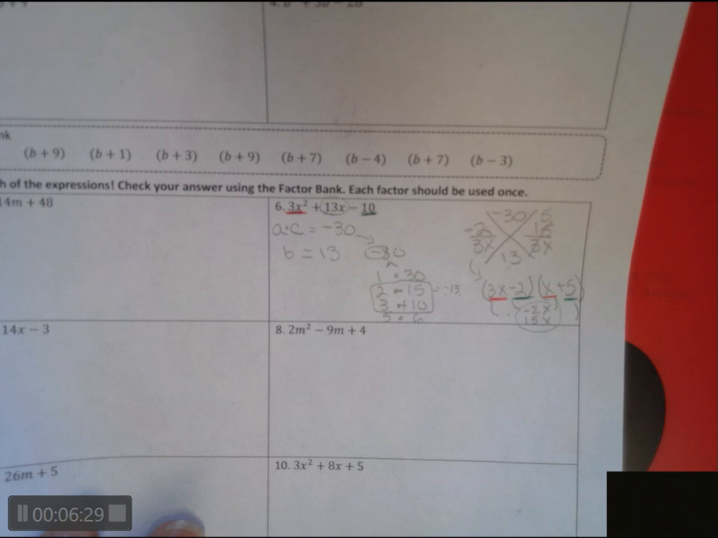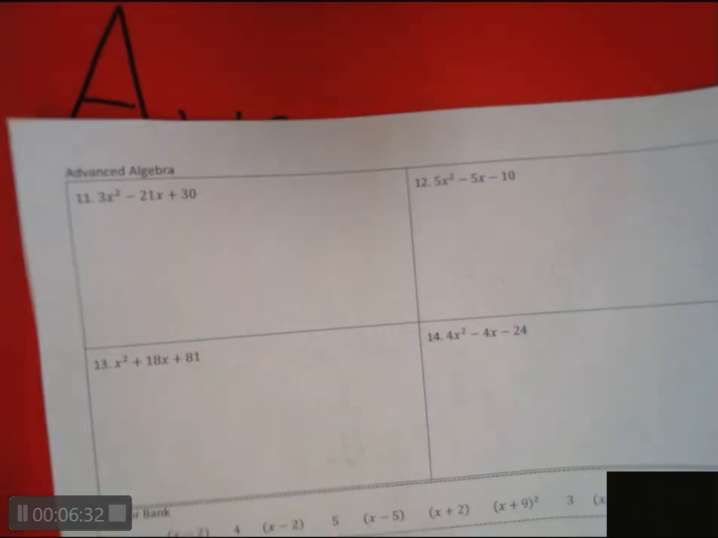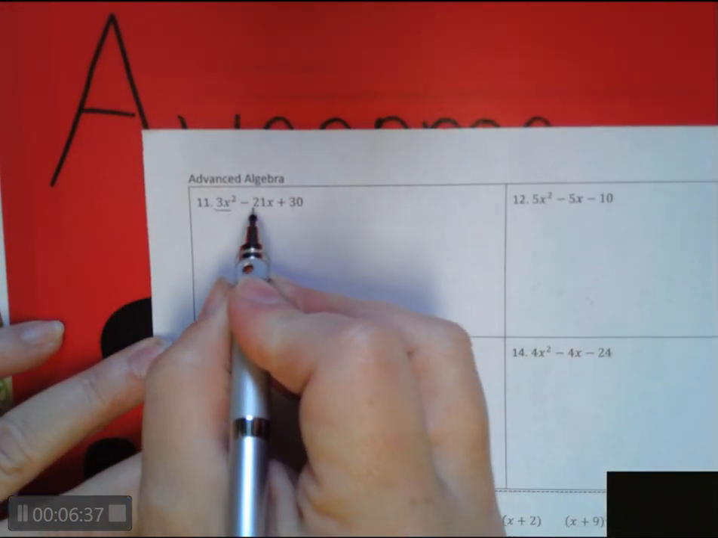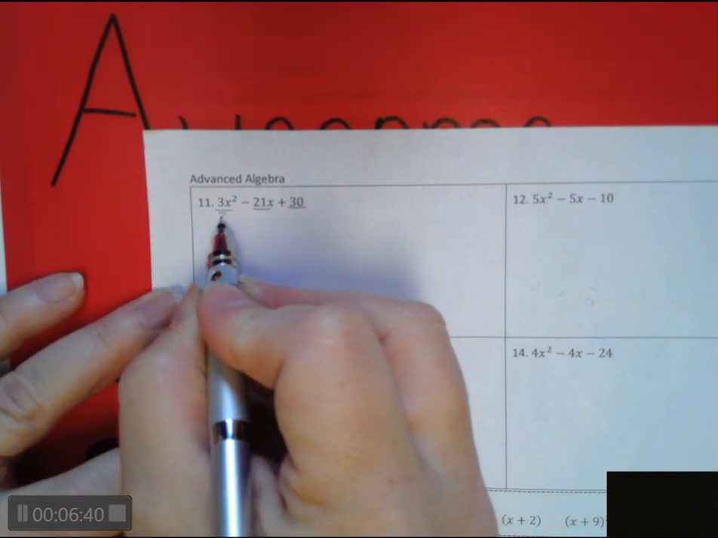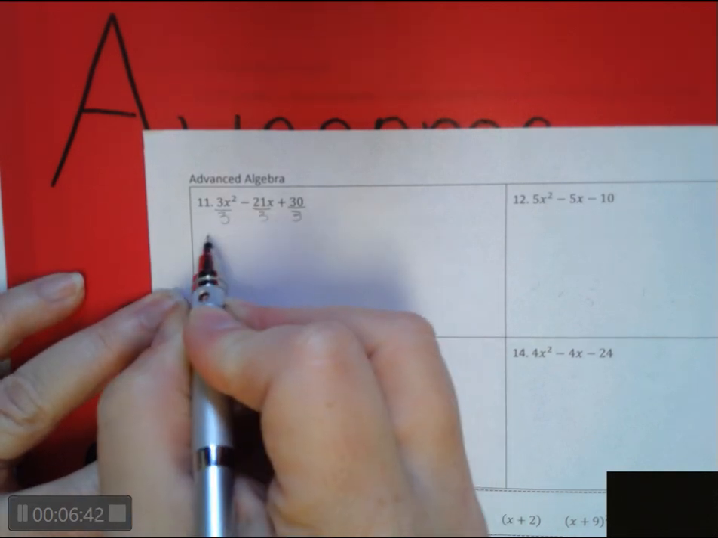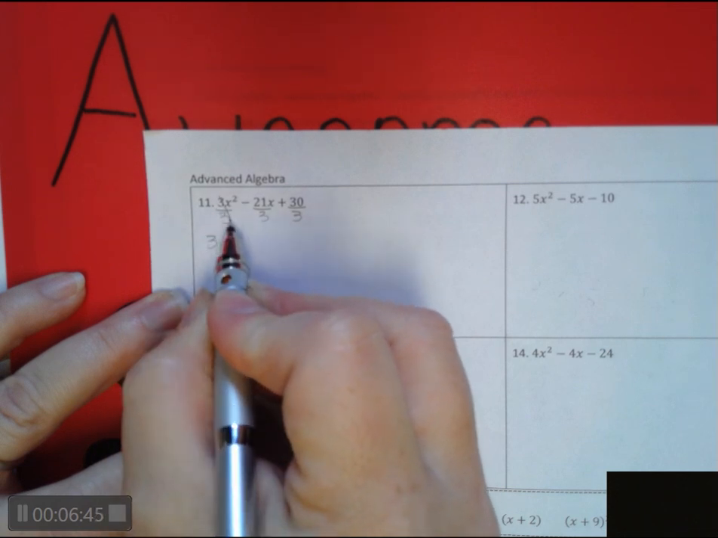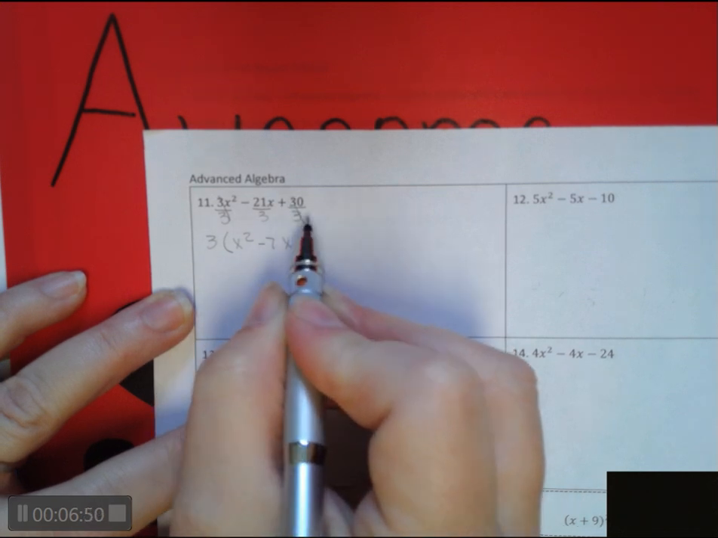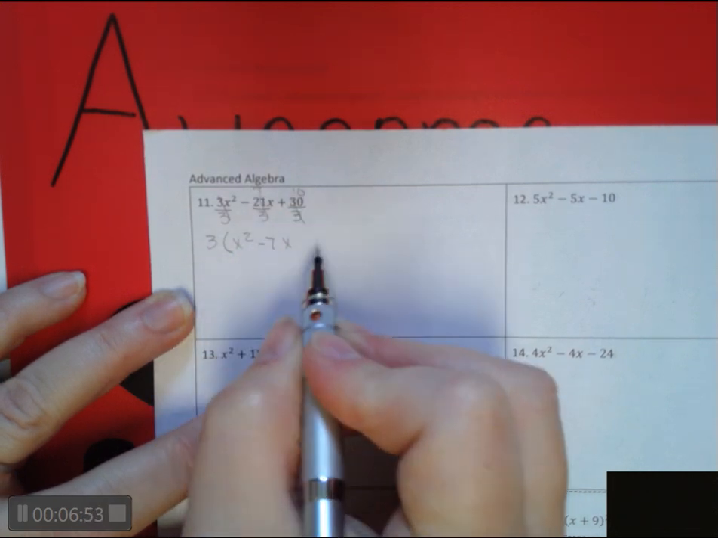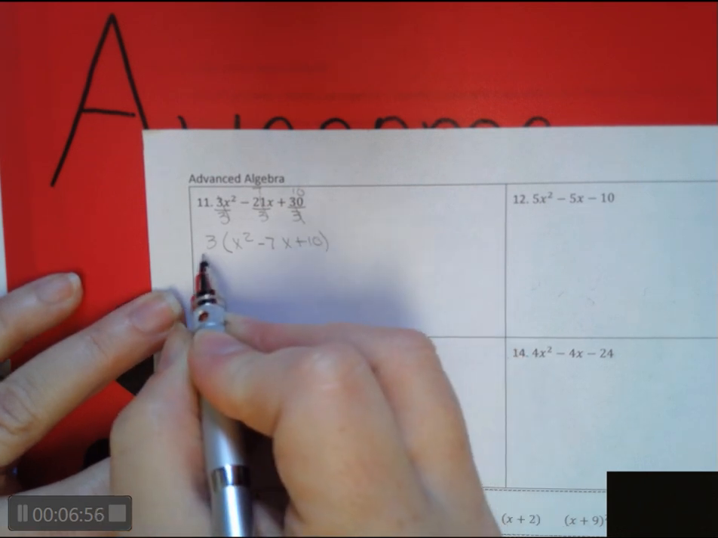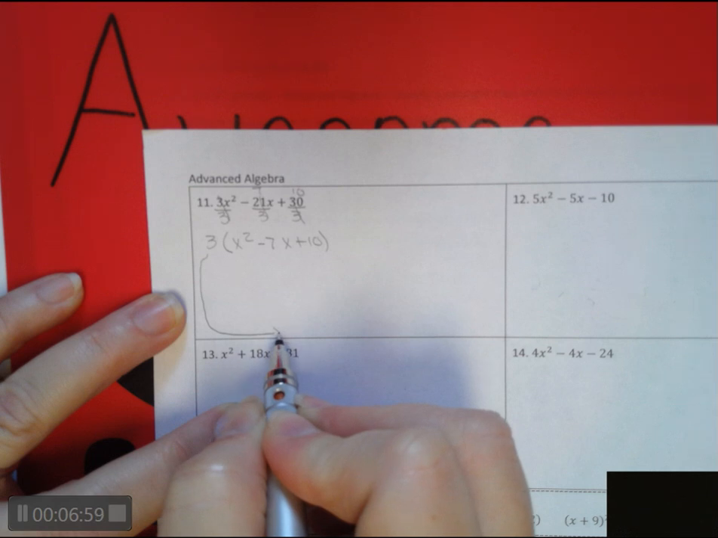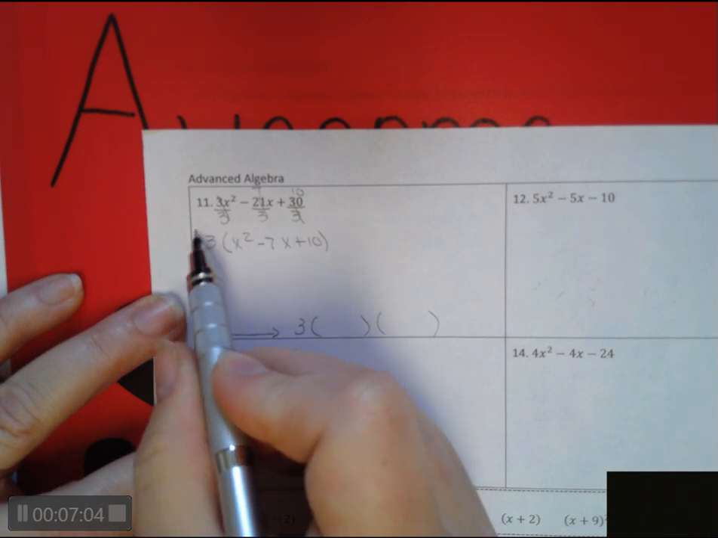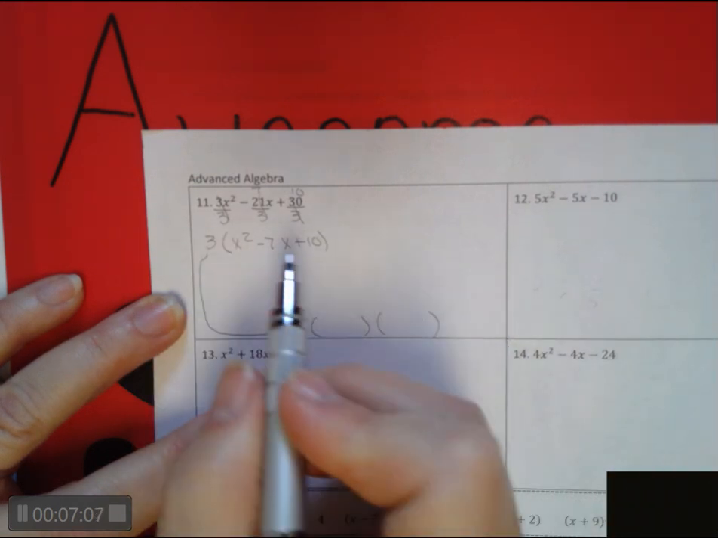You know what? I will go ahead and set up one more because I know I had a lot of questions on this. So on the back, looking at number 11, I want you to notice that there is a GCF here. My GCF is 3. I would factor out the 3, leaving me x squared minus 7x plus 10. And now I'm just going to tell you, I would take this around and say, I know I'm going to get 3 times something times something. Or I saw one person say, circle it so you don't forget it. Yeah, I've forgotten it too.